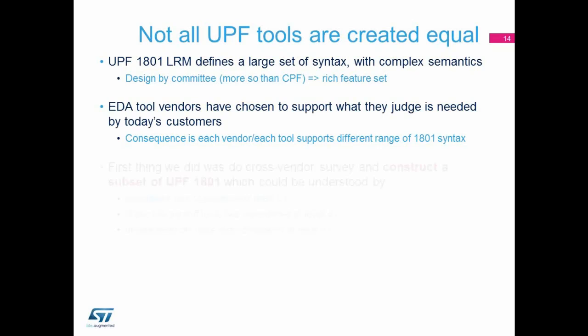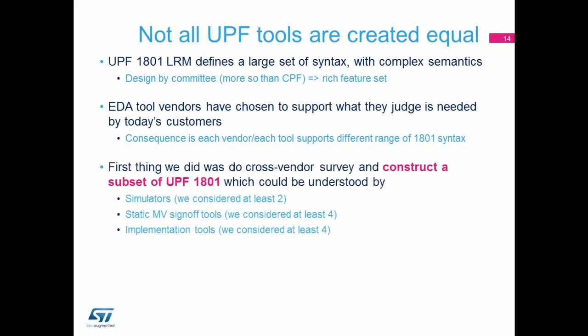So what we did pragmatically was a cross-vendor survey, to try and understand what parts of the LRM the different tool vendors were supporting, and construct our own subset of UPF 1801 that we felt could be understood by simulators. We looked at a couple, ones that we're likely to use. We looked at static sign-off tools, and we also looked at implementation. By the time you've done all that, it constrained the list quite a bit.